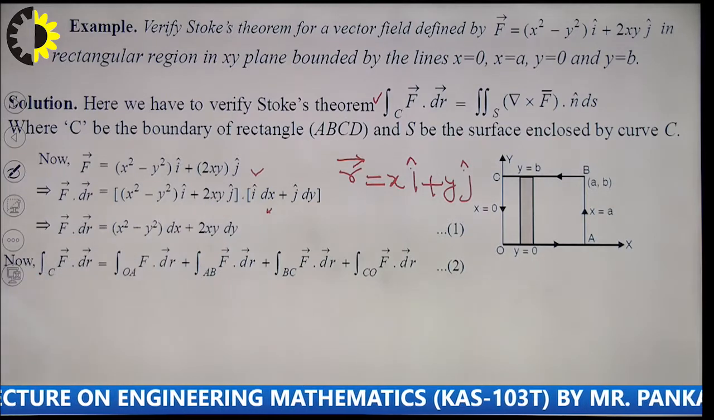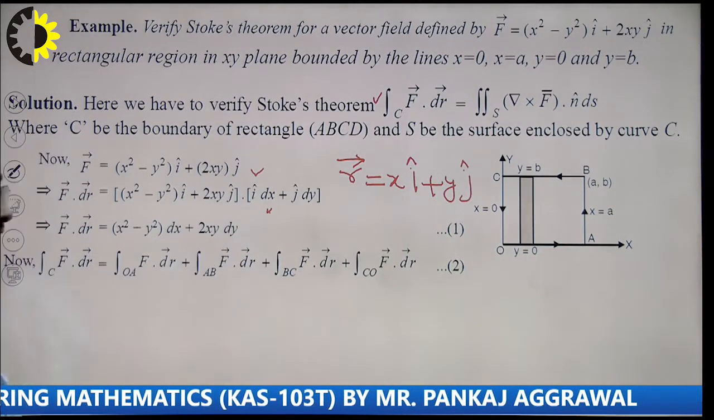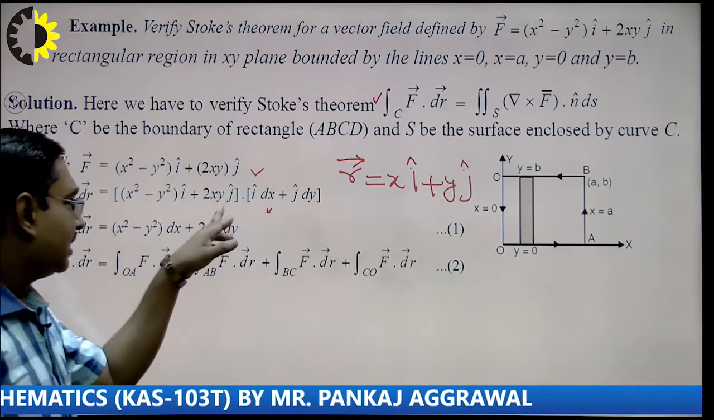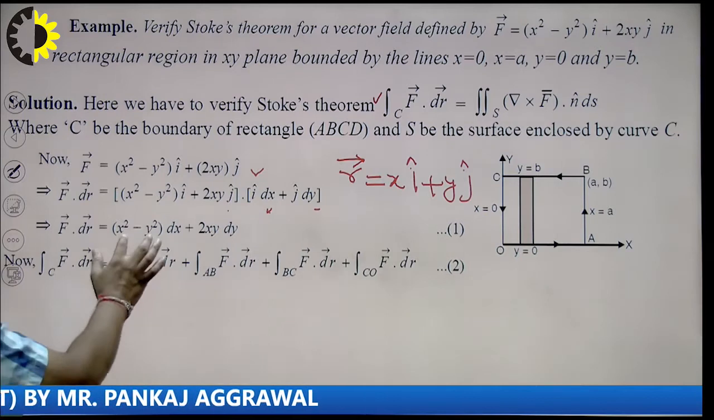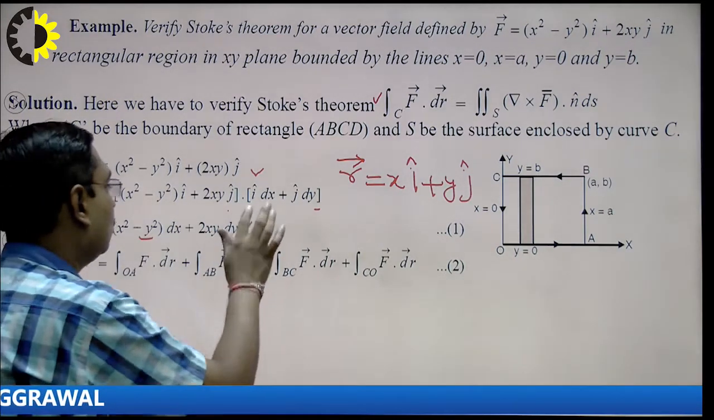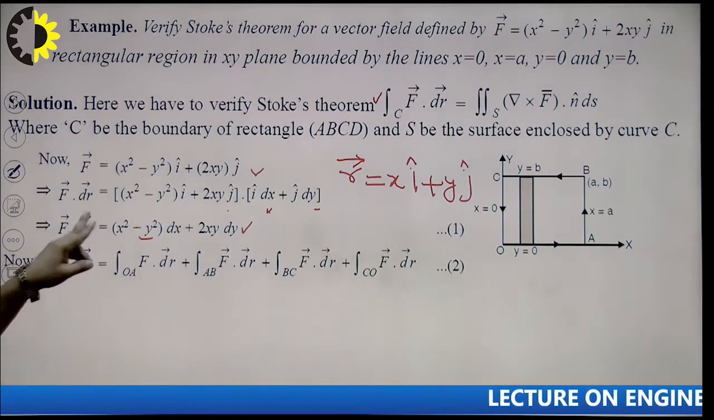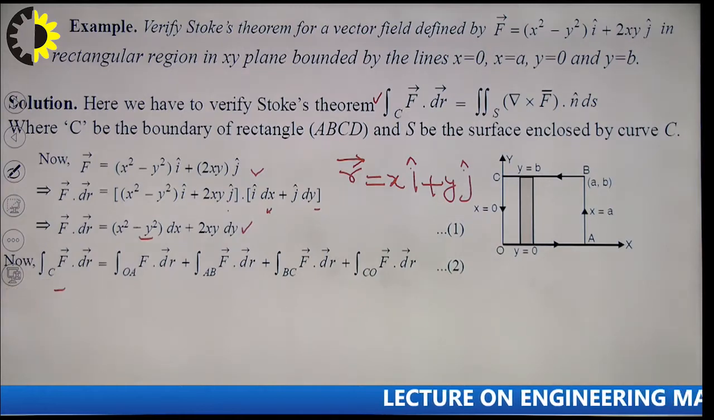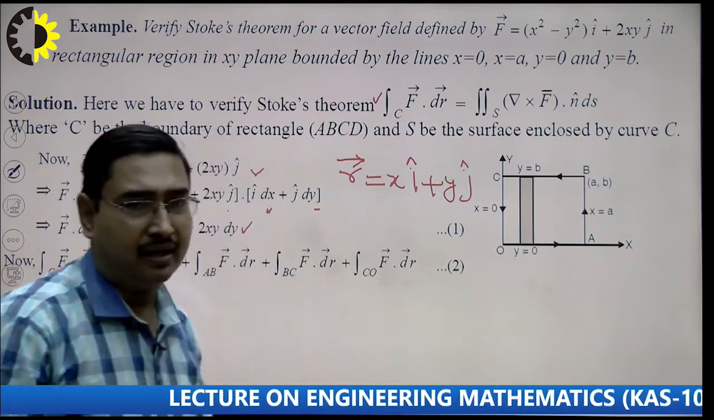Taking the dot product of these two quantities, terms of i will be written together, terms of j cap will be written together, and I shall obtain (x² − y²) dx + 2xy dy. Now f dot dr is calculated. This integral over C of f dot dr is to be calculated over this whole rectangle.